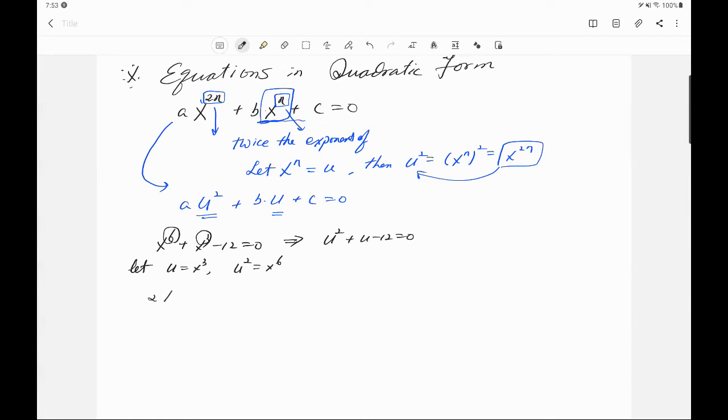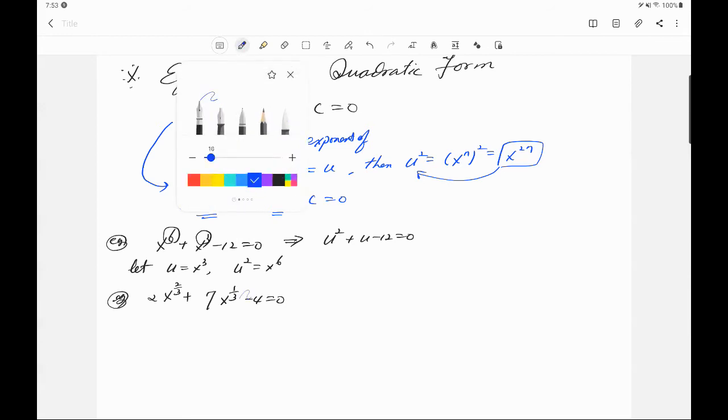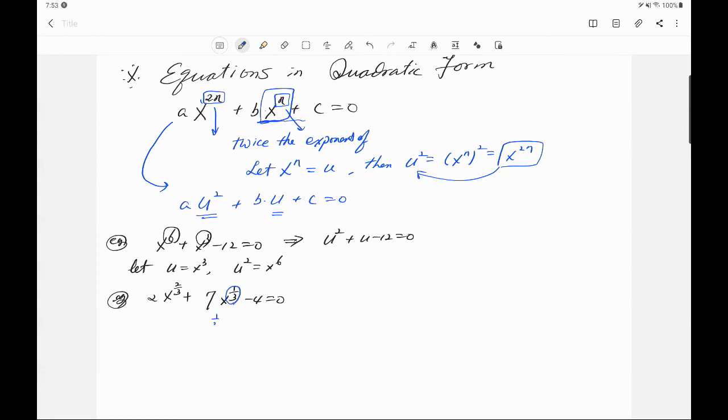How about this? Let's say we have 2 x to the 2/3 power plus 7 times x to the 1/3 power minus 4 equals 0. Just an example. So multiply 1/3 by 2, then this is 2/3, which is the same as this one. So we can let u equal x to the 1/3 power, then u squared will be x to the 2/3 power. Make sense? So we can rewrite this as 2 times u squared plus 7u minus 4 equals 0.